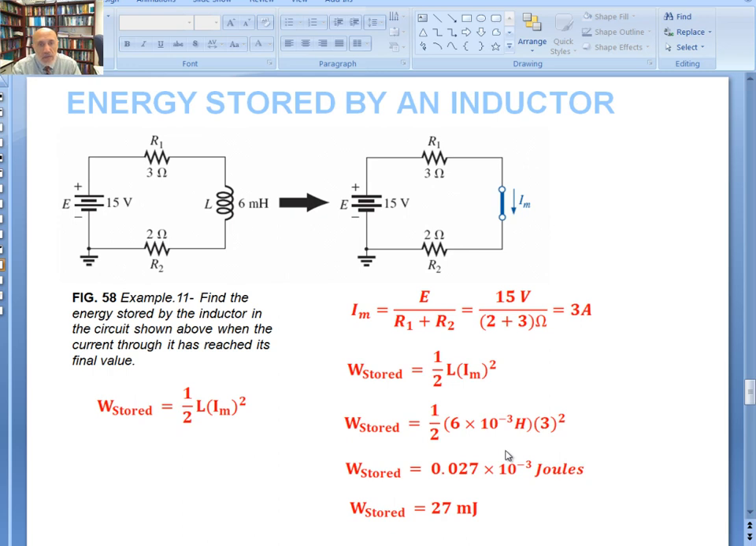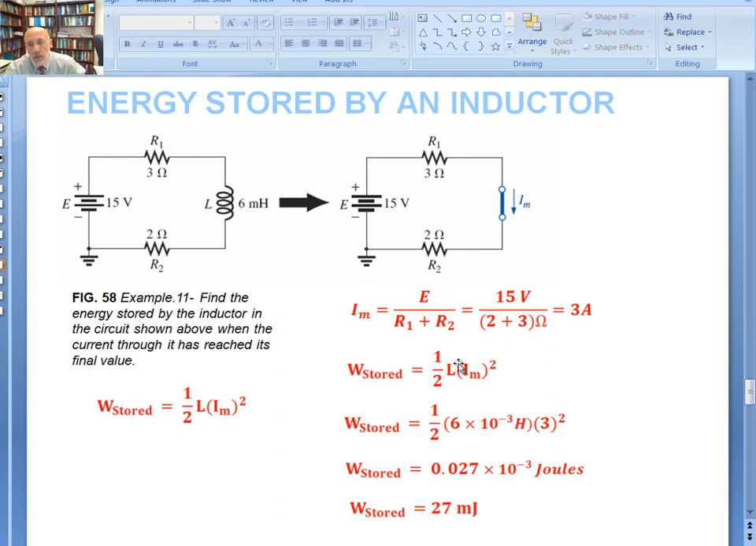Let's get an example. It says to find the energy stored by the inductor in the circuit above when the current is reached at a steady state condition, the final value. So draw the equivalent circuit at a steady state. This acts like a short circuit, so the total current would be 15. The maximum current would be 15 divided by 3 plus 2, and that gives you 3 amps.